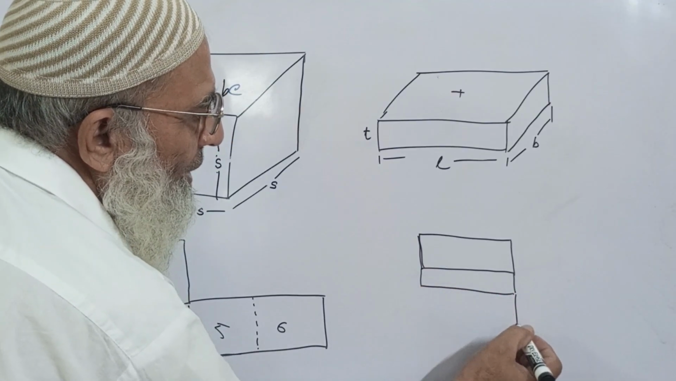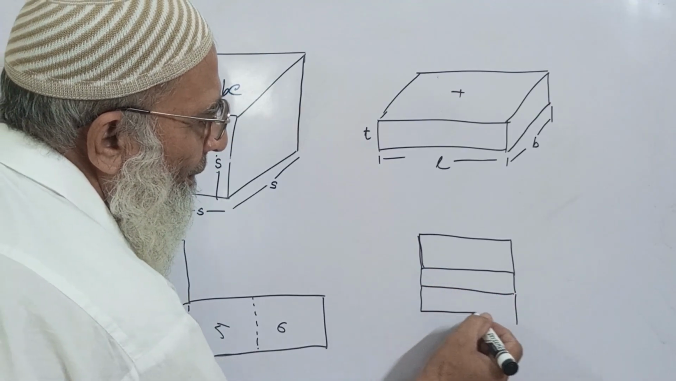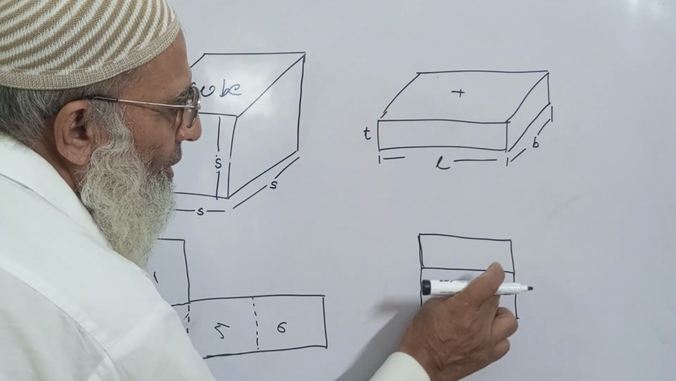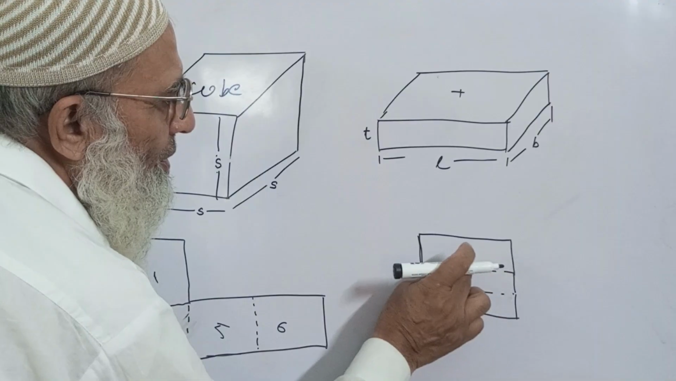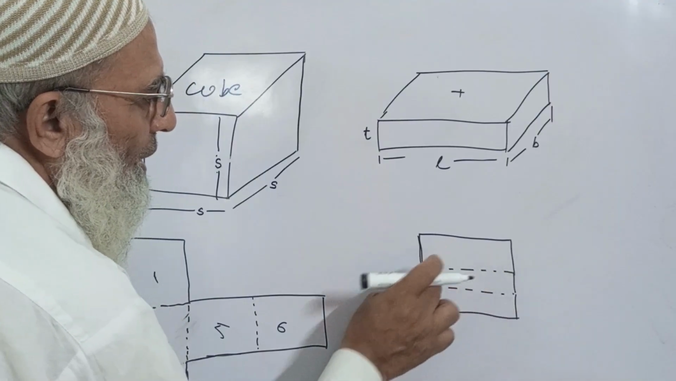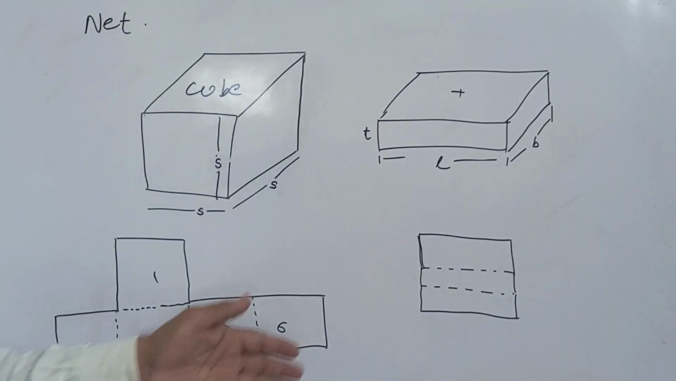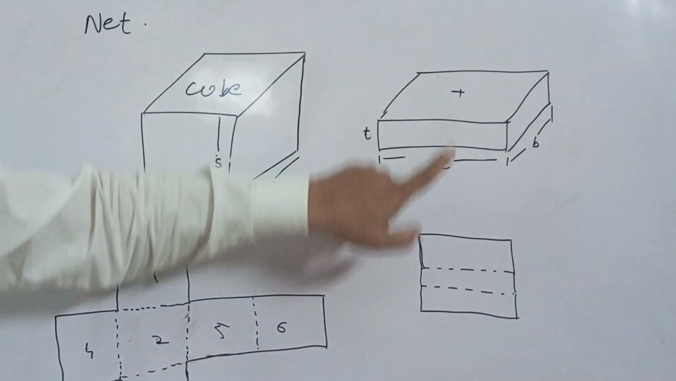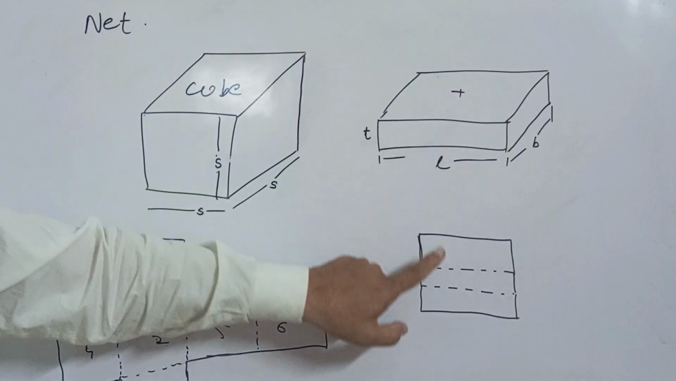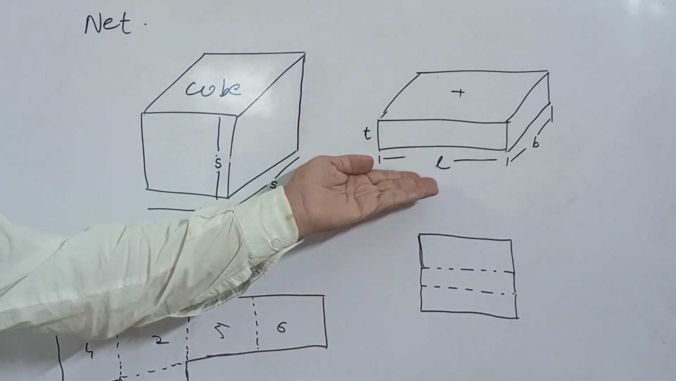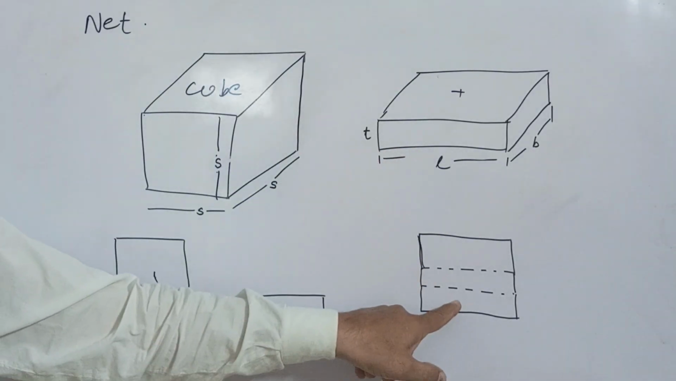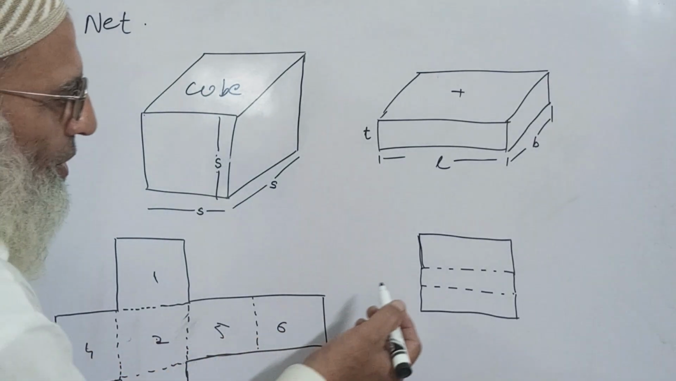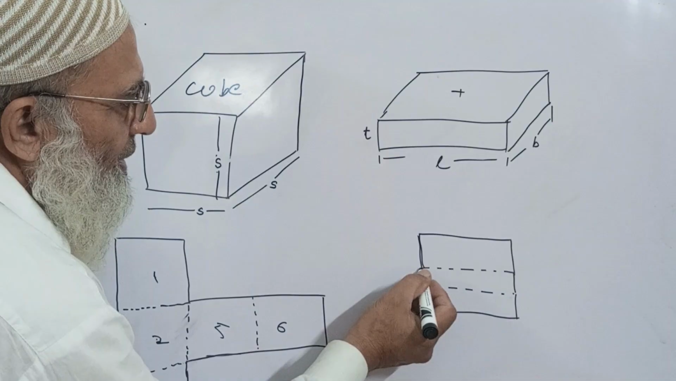And the third face will be again like this. Now let me mark them. This is the dotted line from which I am going to fold. Now you see that the first face is over here, the second face is over here, and the third face on the base is here. So we are left with 3 faces now.